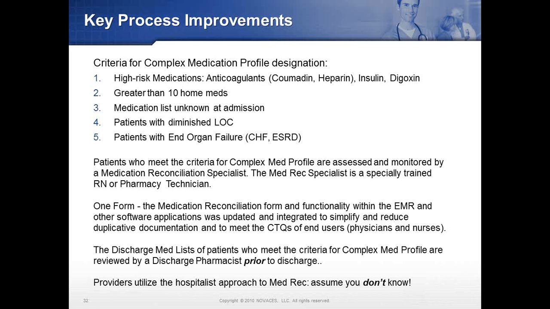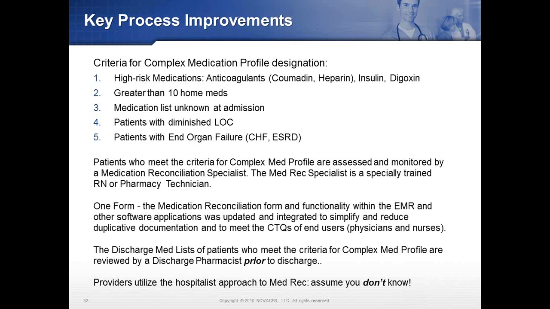Those patients met the criteria for complex med profile, and they were then assessed and monitored by a medication reconciliation specialist who is specially trained either as an RN or a pharmacy tech to do medication reconciliation. One form we talked about, and then the discharge med lists of patients who meet the criteria are reviewed by the discharge pharmacist prior to discharge. And providers utilize the hospitalist approach to med-rec.